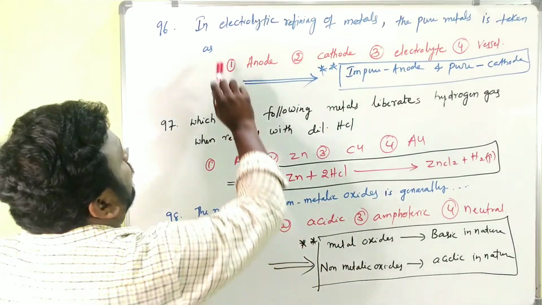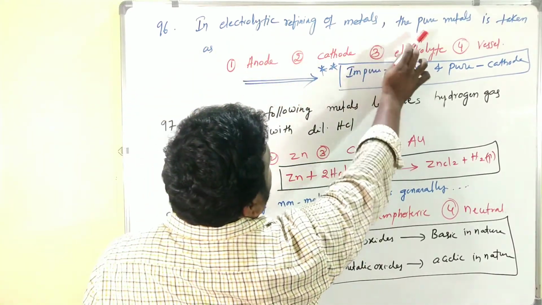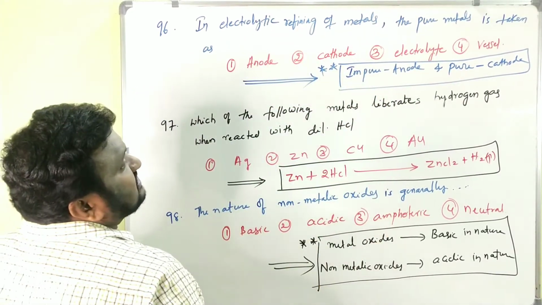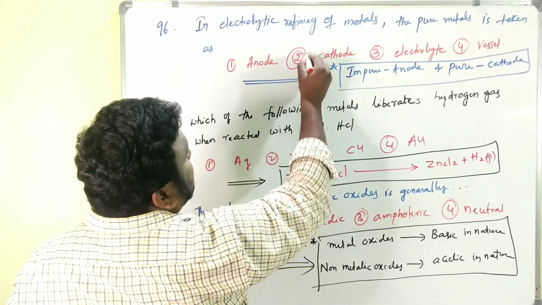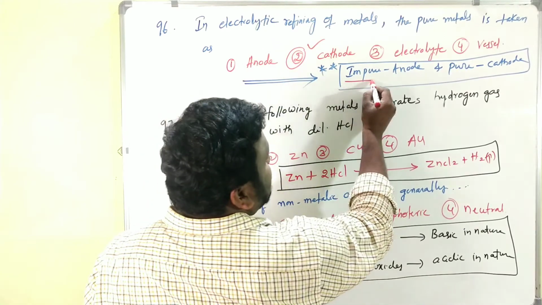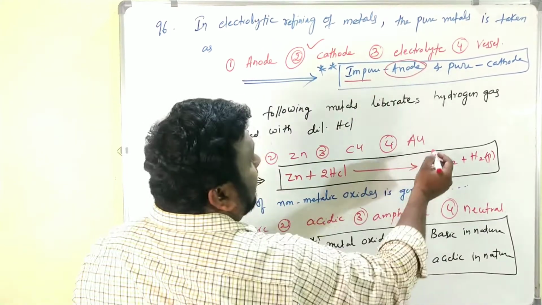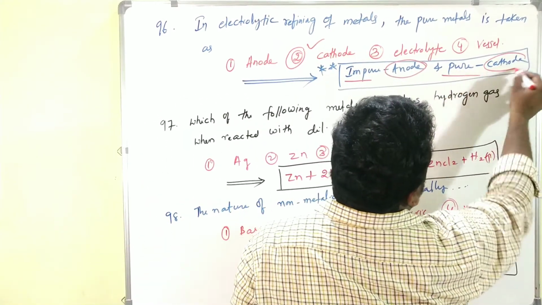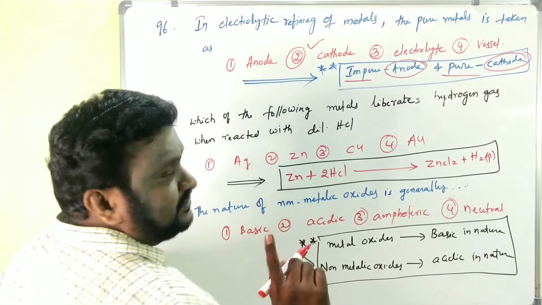So here, in electrolytic refining of metals, the pure metal is taken as the cathode. That is the correct answer. So you have to remember the impure metal should be taken as the anode and the pure metal should be taken as the cathode.